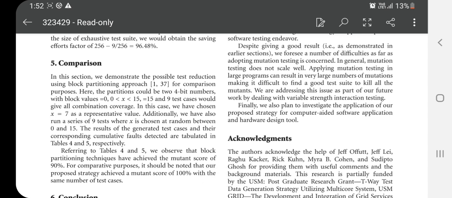Comparison for the case study. The possible test reduction using the block partitioning approach is used for comparison purposes. Here, the partitions could be two 4-bit numbers with block values 0 ≤ x ≤ 15, and 9 test cases would give all combination coverage. In this case, we have chosen a representative value. Additionally, we have also run a series of 9 tests chosen at random between 0 and 15. The results of the generated test cases and their corresponding cumulative faults detected are tabulated in tables.